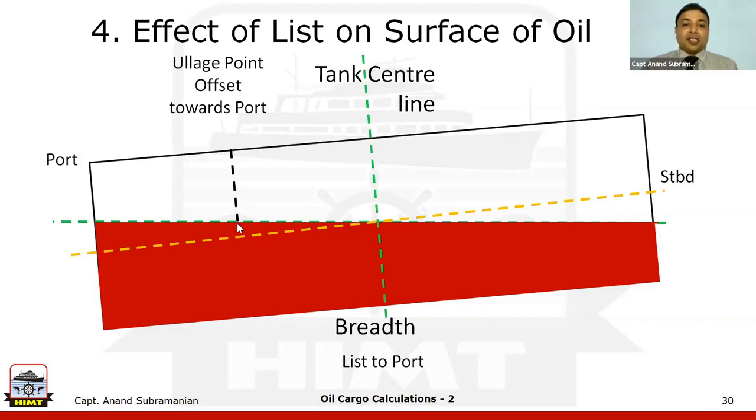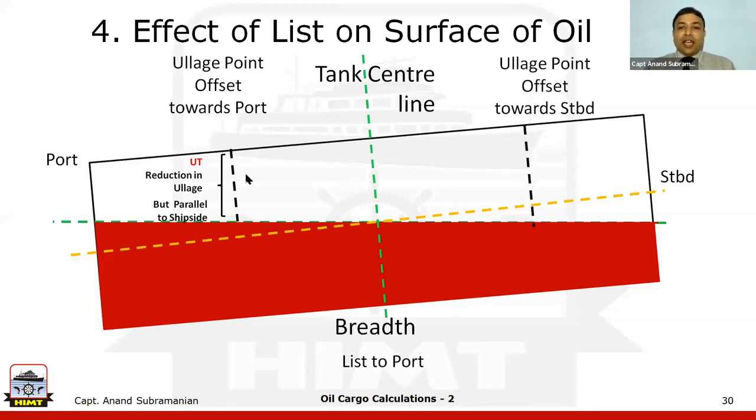Increased. Why? Because the oil surface has crept up, and that is the reason why. That means the actual ullage is from the tank top to this orange line. If it is offset towards the port side, that is basically the reduction of the ullage, but parallel to the ship side.